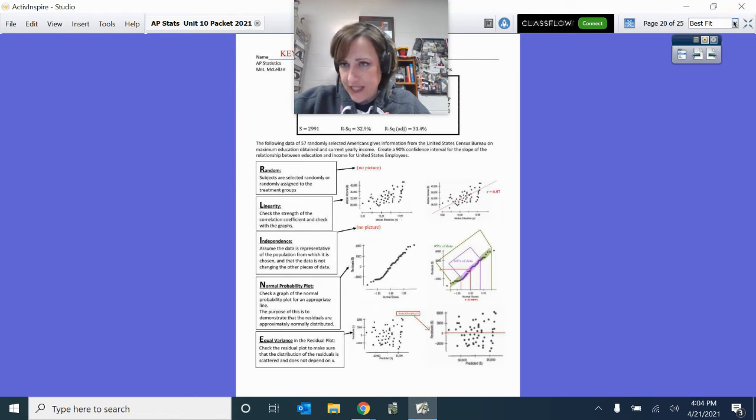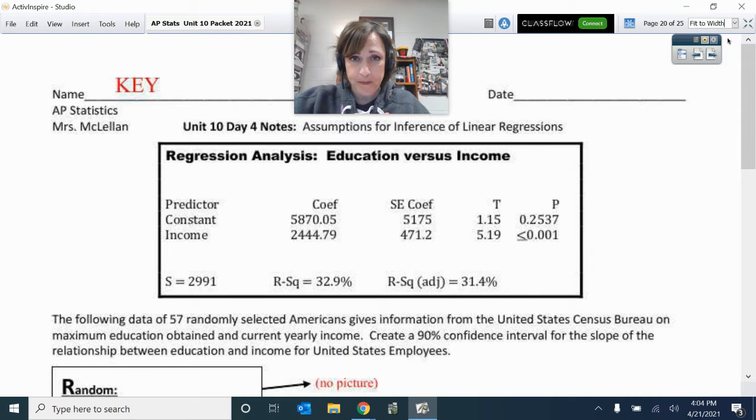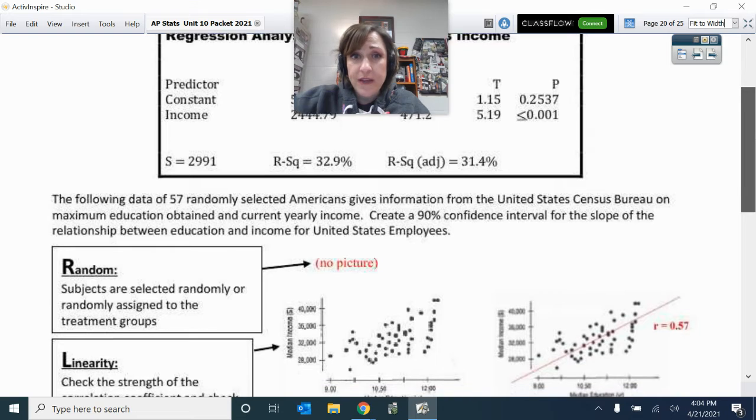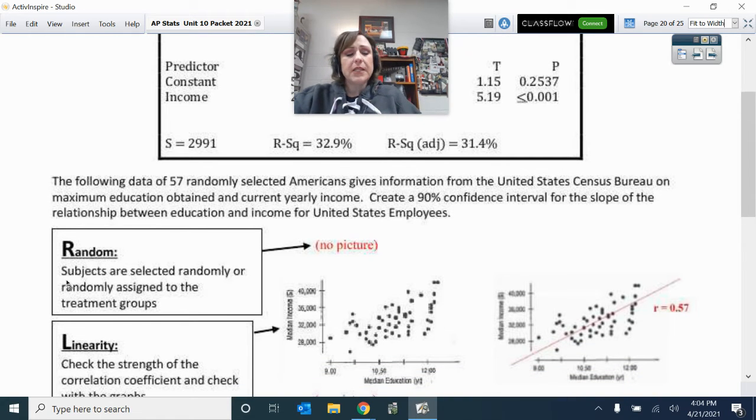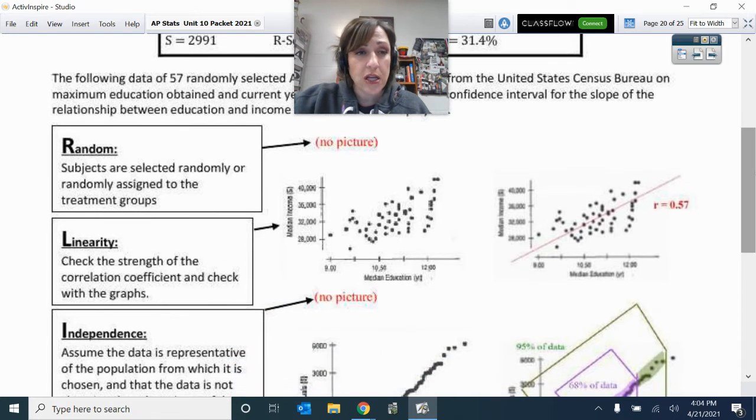So let's talk about what each of these things is. Of course, the R is randomness. So are these data subjects selected randomly? Or if it was an experiment, are they randomly assigned to their treatment group? Then you are stating those. Okay? I don't have a picture that will represent that. We just are reading that in our information.